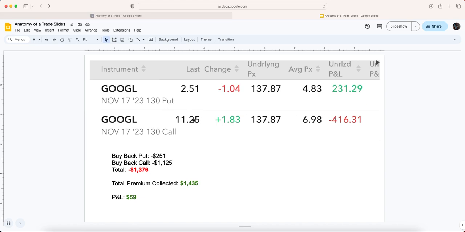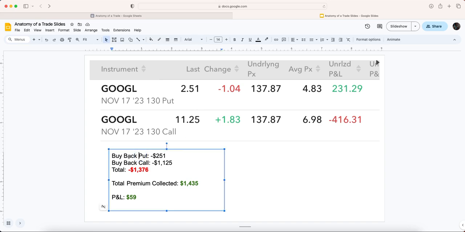Now, the cool thing is I took a screenshot of the current position, and these are the last prices of these options if I were to buy these back. If I was to buy back the put, which obviously is going to be less because it's out of the money and is losing value as Google is going up, I can buy that back for 251. I can buy back the call, which has gained money today because Google has gone up, which again is going against my overall position. I can buy it back for around 1,100, and therefore we've got just under $1,400 to buy this strangle back. I've collected $1,435 in this overall trade.